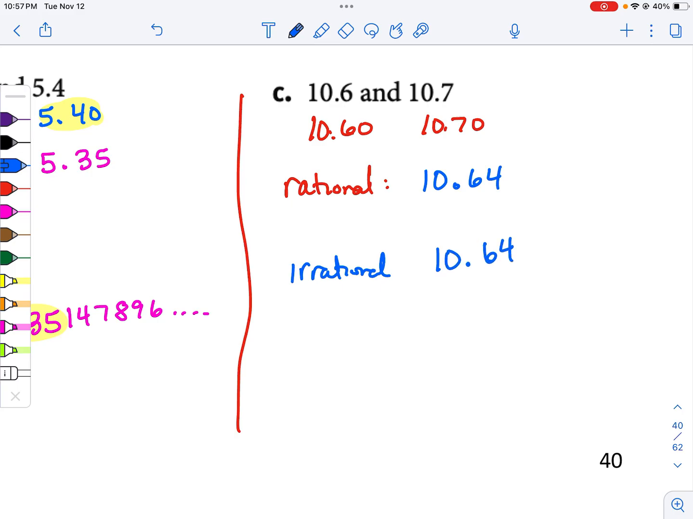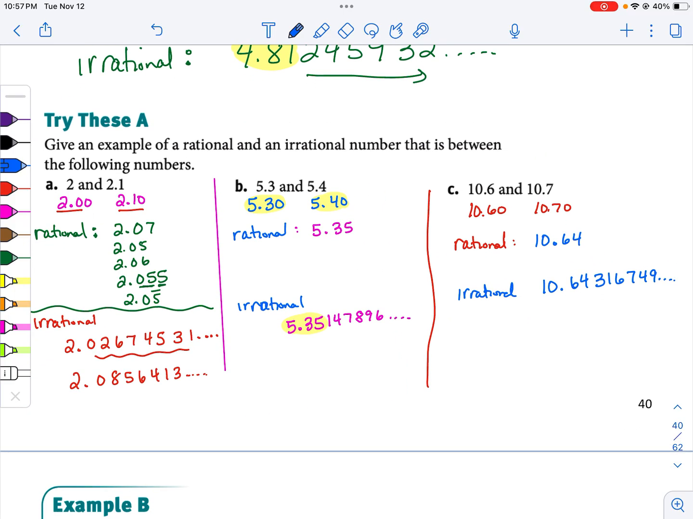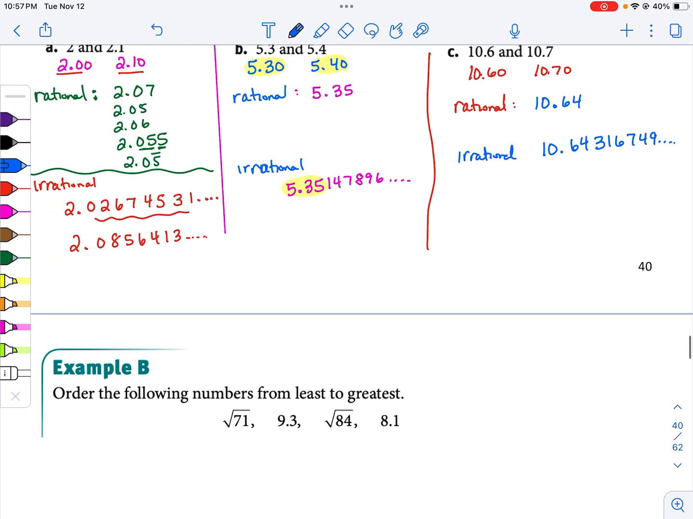Okay, and then an irrational number would be 10 point, and I'm just going to use that same number, 64, but then I got to add a bunch of numbers, can't make it repeat or can't make it stop. So I could go 3, 1, 6, 7, 4, 9, and dot, dot, dot. It doesn't matter how many numbers you give me, but give me 5 or 6 before you start going dot, dot, dot. All right, so those are examples of rational and irrational numbers that are in between two different values.